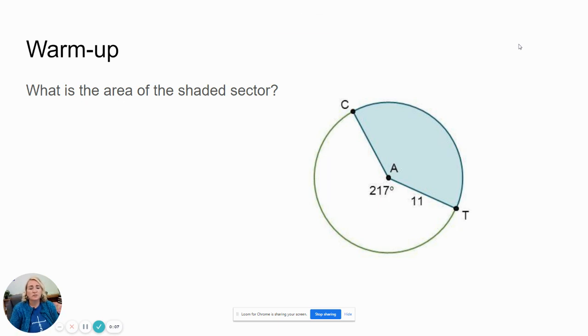We are going to start our last full unit of the year. It's crazy to think, but we're going to start by just doing a review warm-up of a sector area. So go ahead and find the area of the shaded sector, and then we'll get started on this new unit.